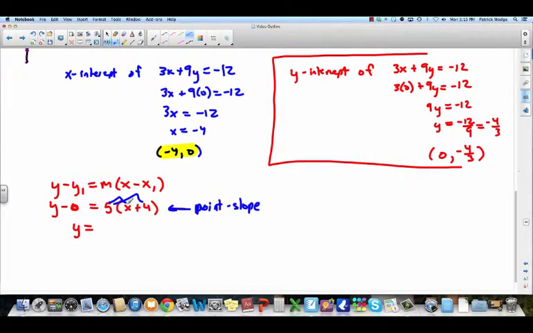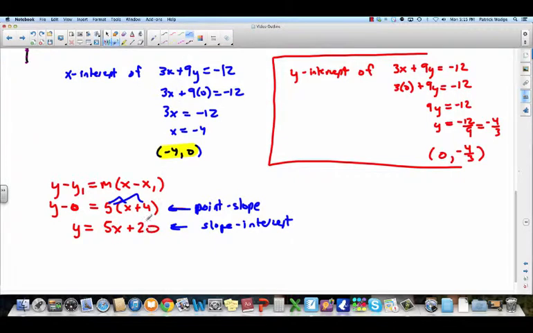And now we're changing it into slope intercept. So y take away 0, I don't have to worry about the 0, so just y. 5 times x is 5x. And 5 times 4 is 20. What do you know? That's already, right here, in slope intercept form. Nice. The slope is 5 right there, and the y-intercept is 20.